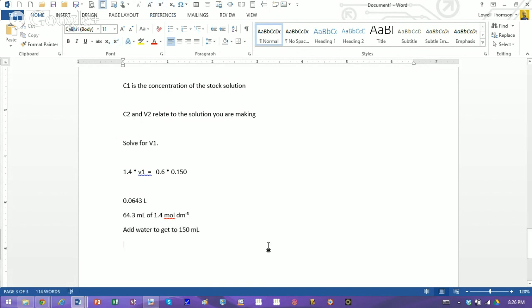Okay. So Pim, that's a dilution where you're solving for V1, and V1 is how much of the original solution you need in order to make the new solution.